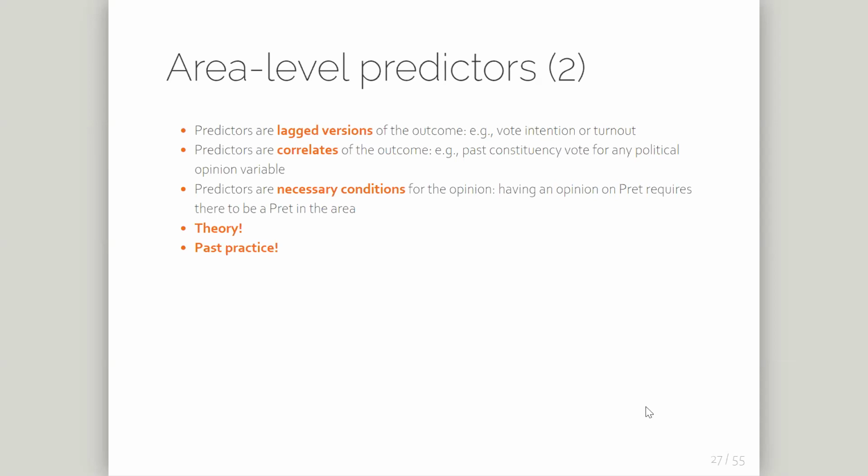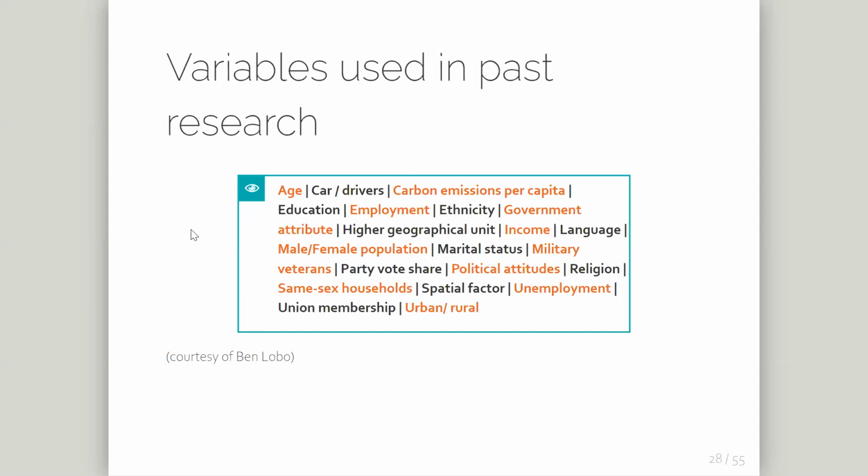If you want to model the proportion of people who have an opinion on Pret a Manger, or insert high street store of your choice, you might want to include the number of such stores in that area. But you probably want to be looking to theory and past practice. There's no canonical set of predictors that we use in MRP. I certainly can point you to past area level predictors that my PhD student Ben Lobo has identified in his systematic review. So characteristics like the average age in an area, party vote shares, levels of income, unemployment in the area. These are all area level properties which people have found useful in the past and which you might therefore find useful too.